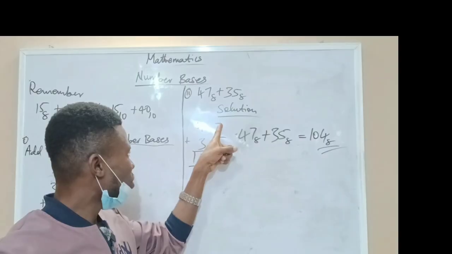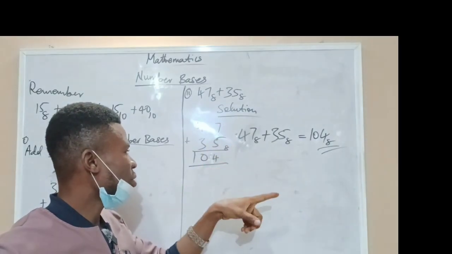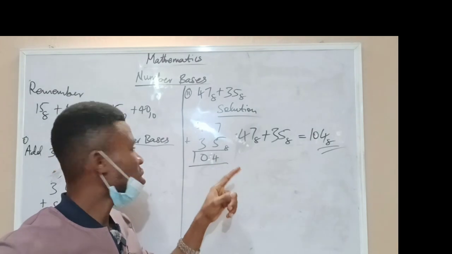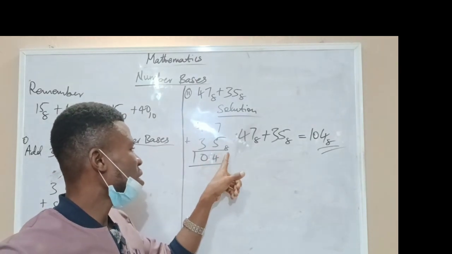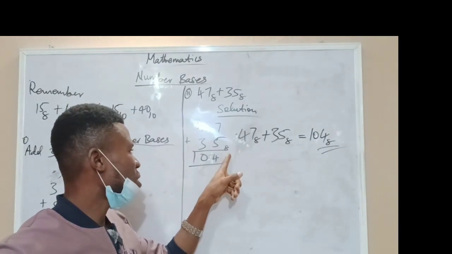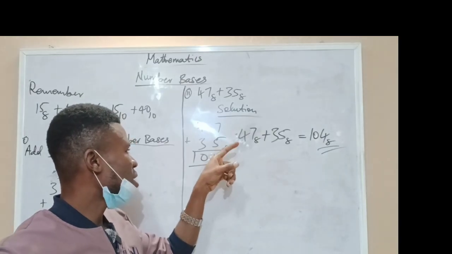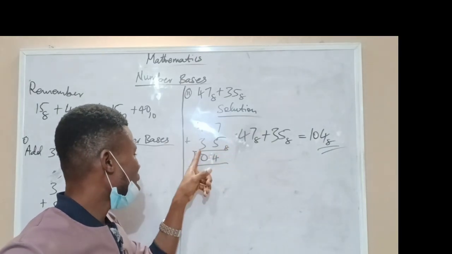If it had been that when we added this and this, we got something like 7, we will just write the 7 here. There's no need of dividing with 8. But since it is equal to or more than the base, it is 12. The first one is 12. That was why we divided with 8. Then write the remainder, carry the 1.